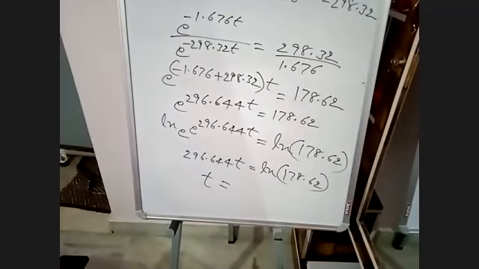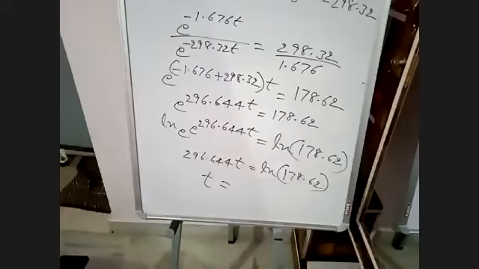See here, I am taking ln. I am not taking log. Why am I taking ln? Because the base of ln is e, while for log the base is 10. If you want to remove the base e, you have to take ln. In your calculator also, don't take log. You have to take ln.